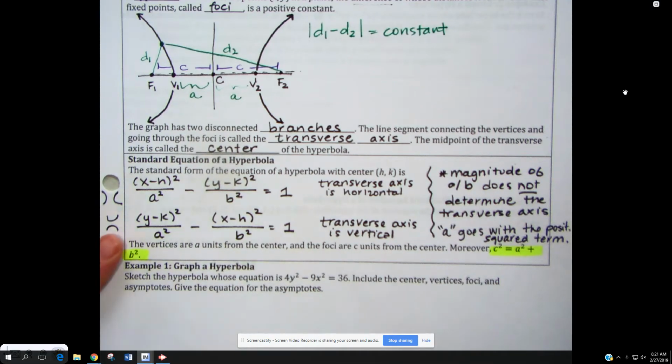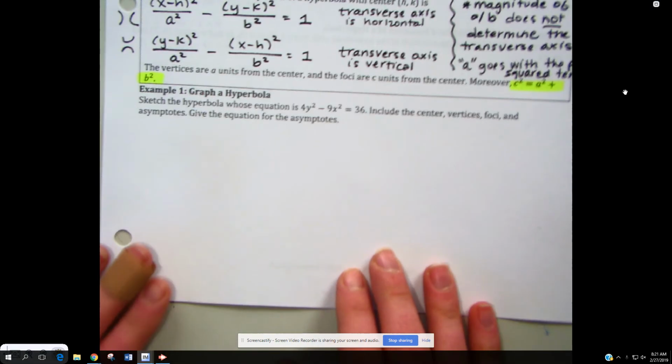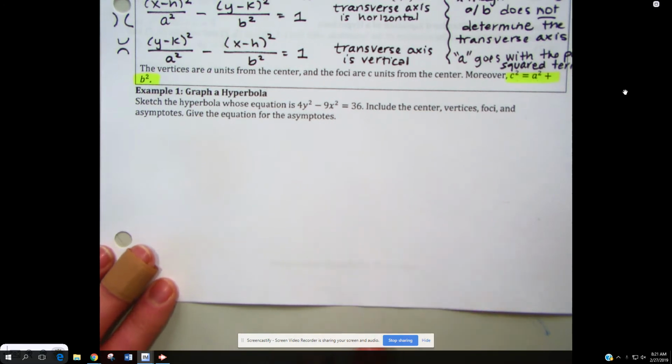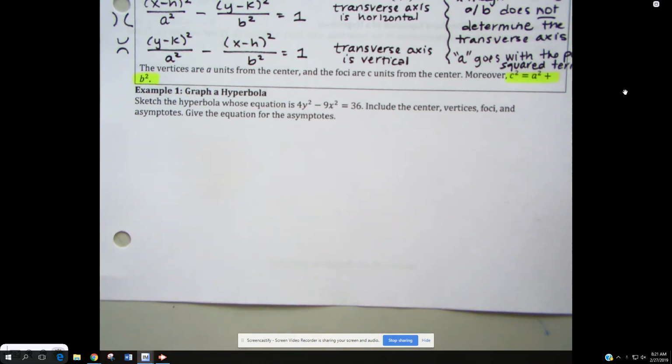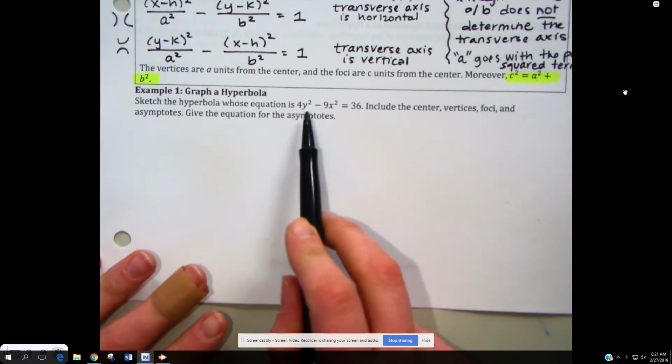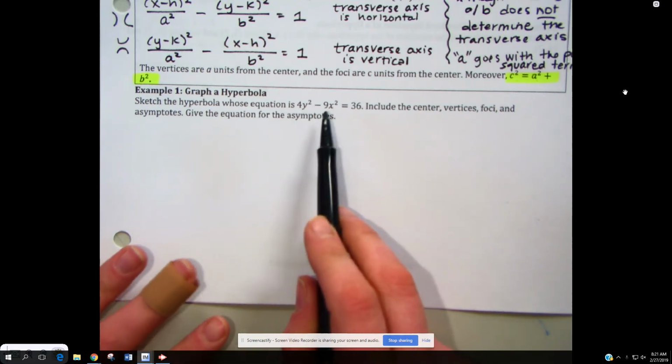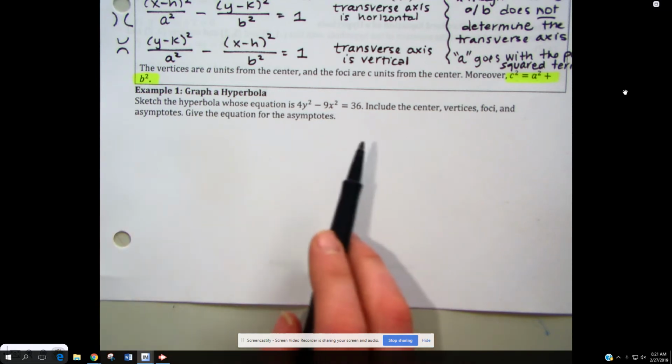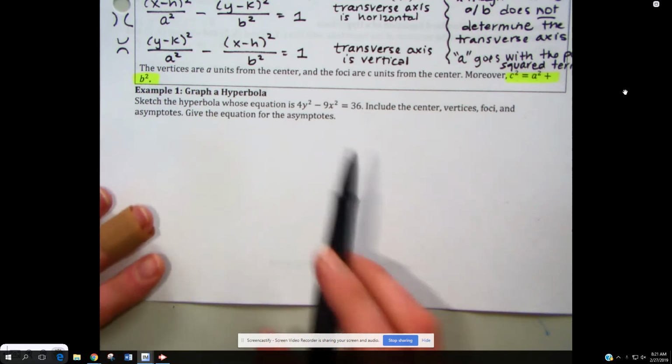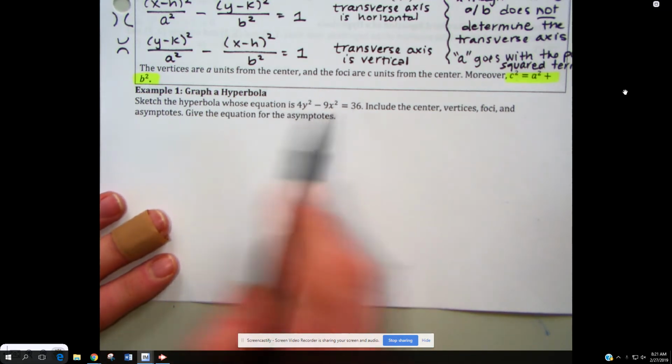All right, so let's move on to example 1. How do you go about graphing the hyperbolas? I started with a nice friendly one since you guys haven't seen them before. This one is centered at the origin. I can tell because it doesn't have anything except squared terms. So similar to the ones we've done before, but we're going to skip the step with completing the square.